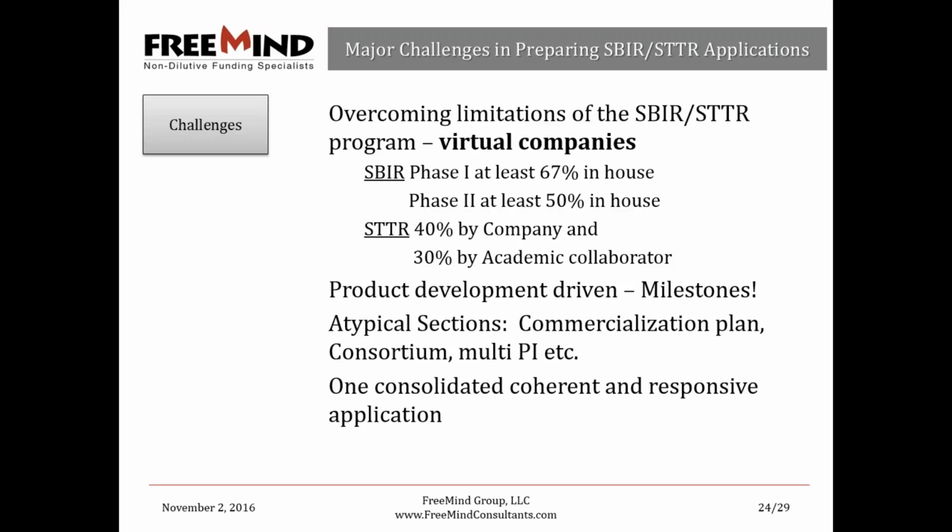There are definitely some challenges when submitting an SBIR and STTR. Generally speaking, you must, with an SBIR phase 1, conduct at least 67% of the work in-house, and with the phase 2, at least 50% of the work. With STTR, those numbers are different, at least 40% by the company, at least 30% by the academic collaborator. Now, there are certain ways around that in the case of virtual companies, but generally speaking, those are the requirements.